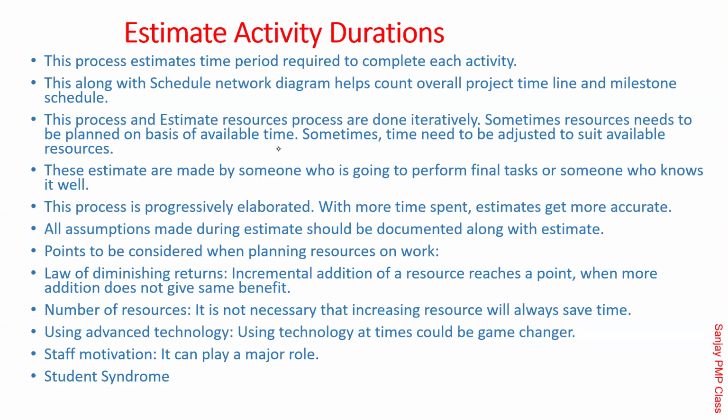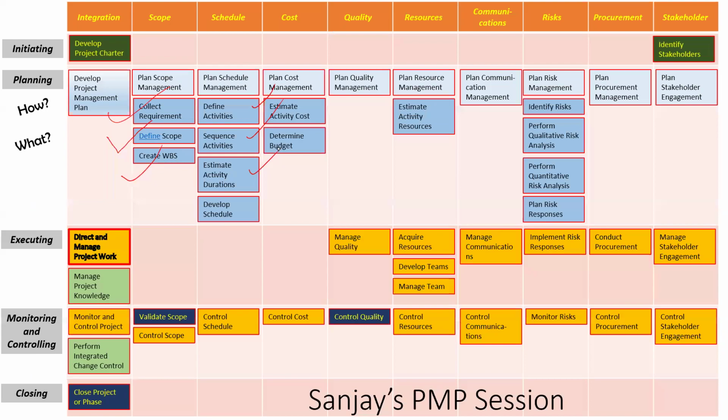This process estimates the time period required for completing each activity. This, along with the schedule network diagram, will help you to calculate the project end date, isn't it? I mean, with that schedule network diagram, if you put the days there, you will be able to calculate the project end date. This process and estimate resource process are done iteratively. Very important, friends. What he is trying to say is that these two are always done hand in hand.